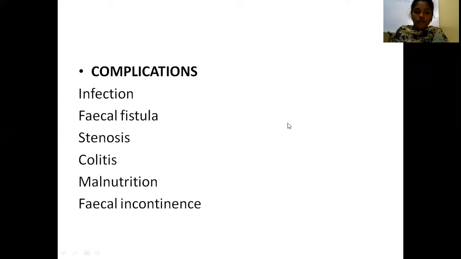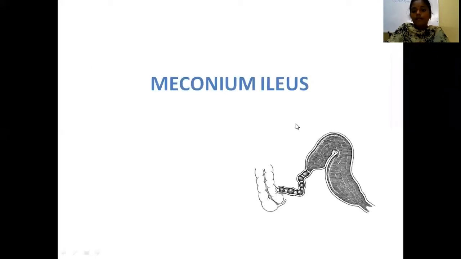Coming to the next topic, that is meconium ileus. See, in this picture you will be seeing the cecum, appendix, and ascending colon, whereas this is the ileum, the terminal ileum. In the terminal ileum, there are meconium pellets. These are all the meconium pellets, and this is the dilated terminal ileum.